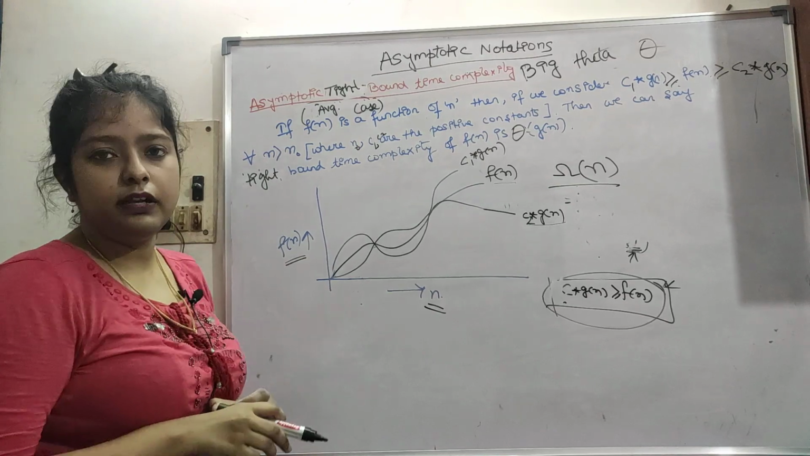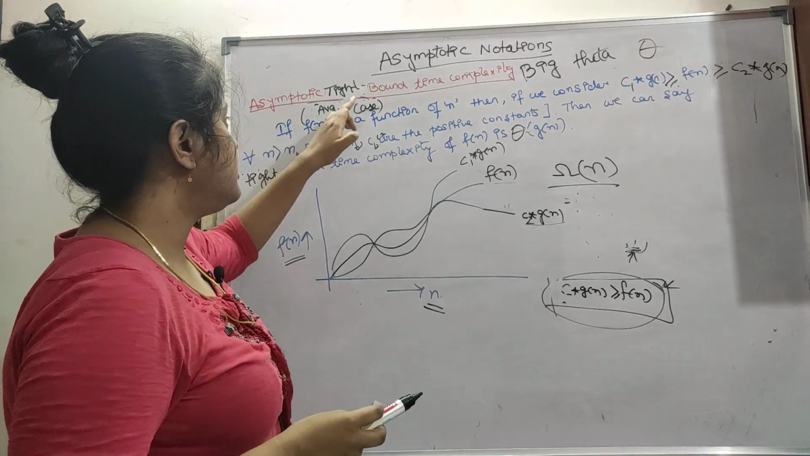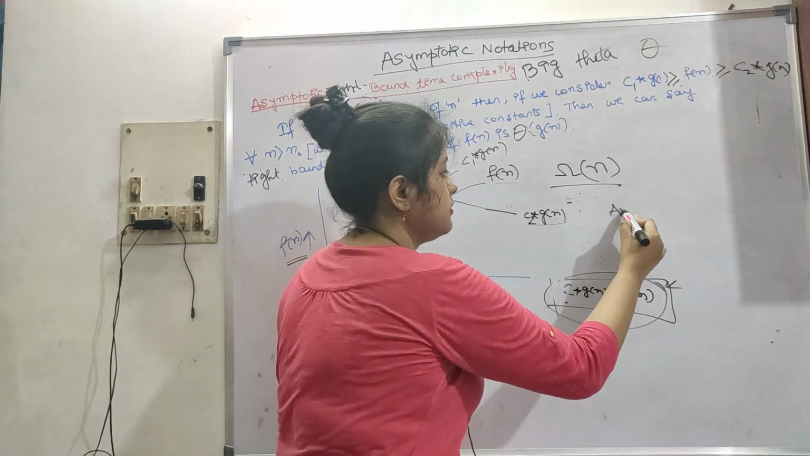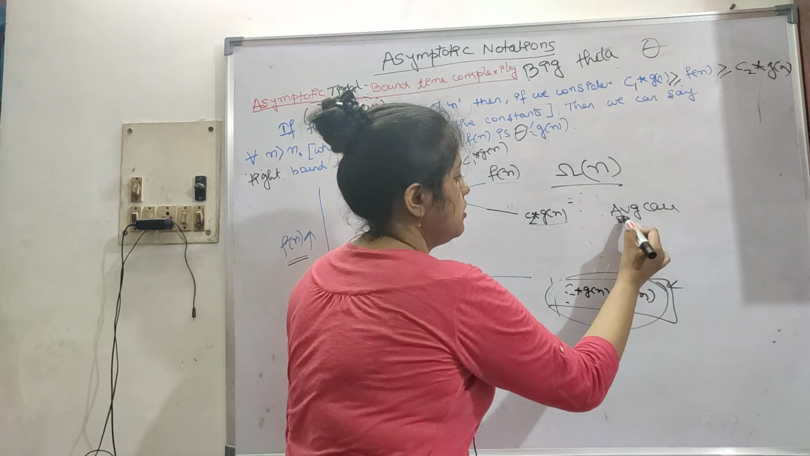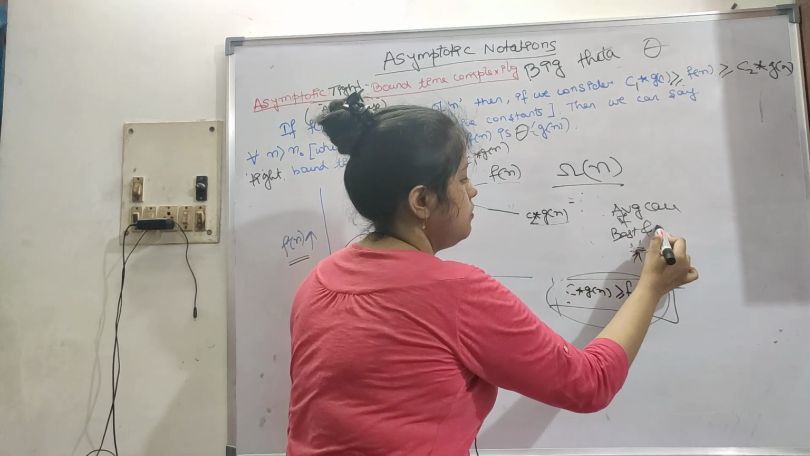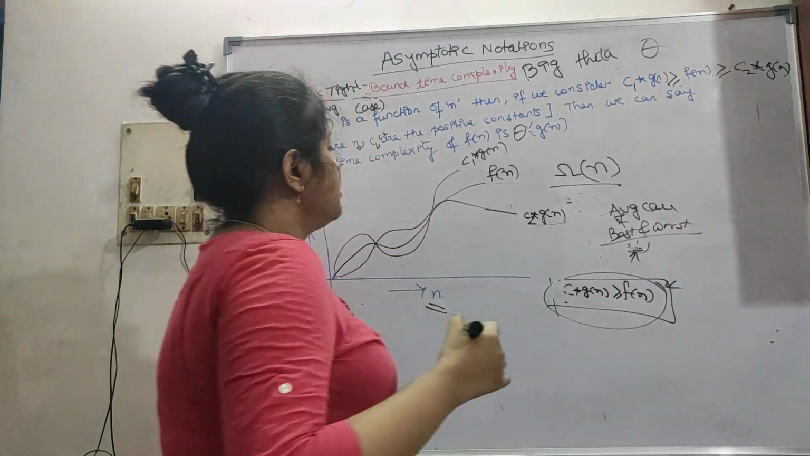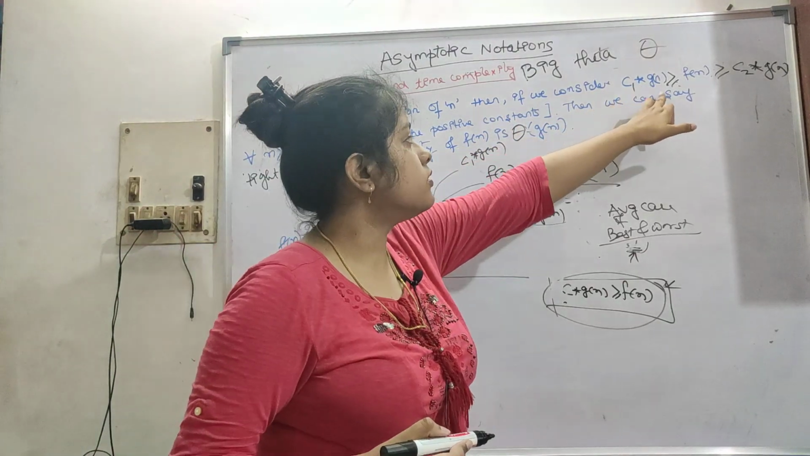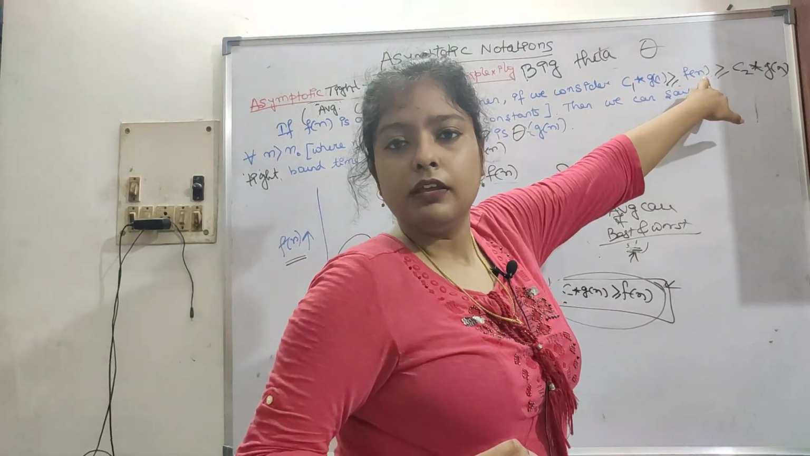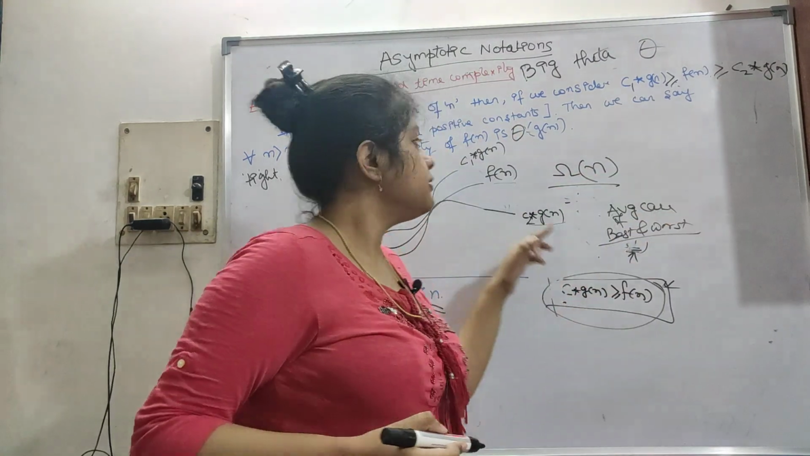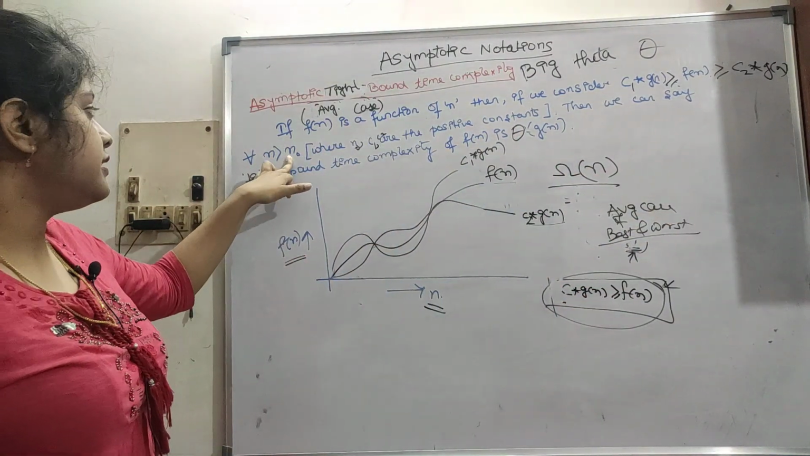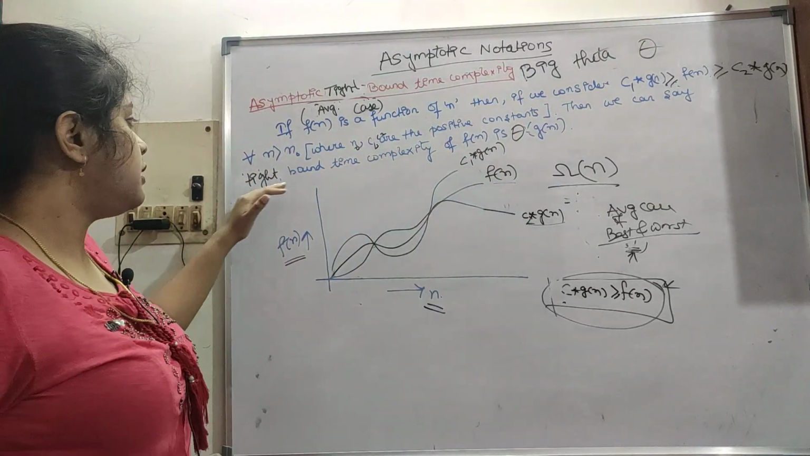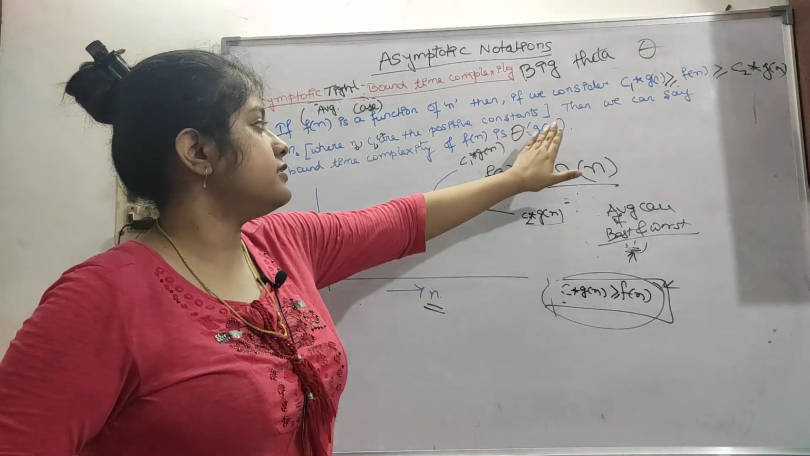So now coming to our next point, which is asymptotic tight bound time complexity. It is denoted by big theta. It is actually the average case of best and worst. So now if f(n) is a function of n, then if we consider c1 dot g(n) is greater than or equal to f(n) greater than or equal to c2 dot g(n) for all n greater than n0, where n0, c1, c2 are positive constants, then we can say that the tight bound time complexity of f(n) is theta of g(n).